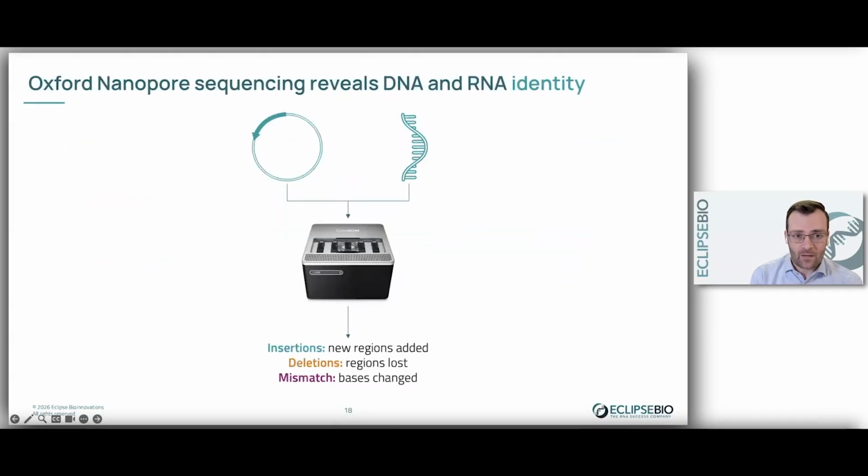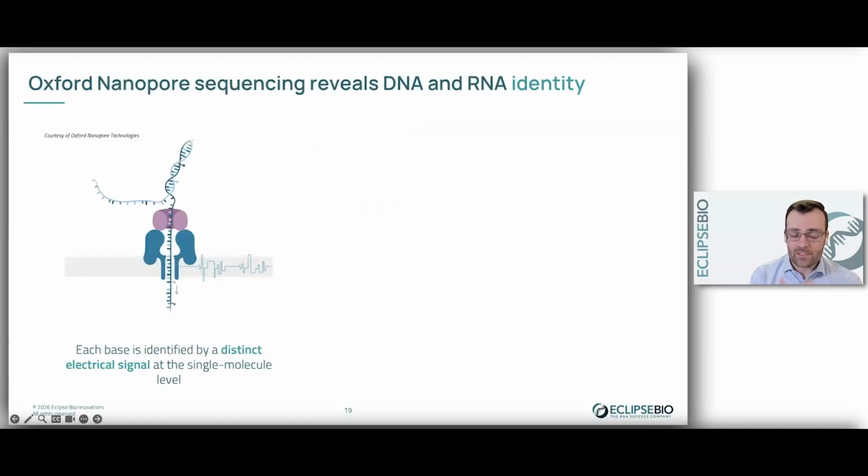And we have found that Oxford Nanopore sequencing gives us exactly that visibility that's needed. At the most fundamental level, it does reveal the identity of each molecule, so you can use it to look at, have new regions been added to the sequence? Have there been deletions, that you've lost part of your therapeutic? Or have there been mutations and bases have been changed?